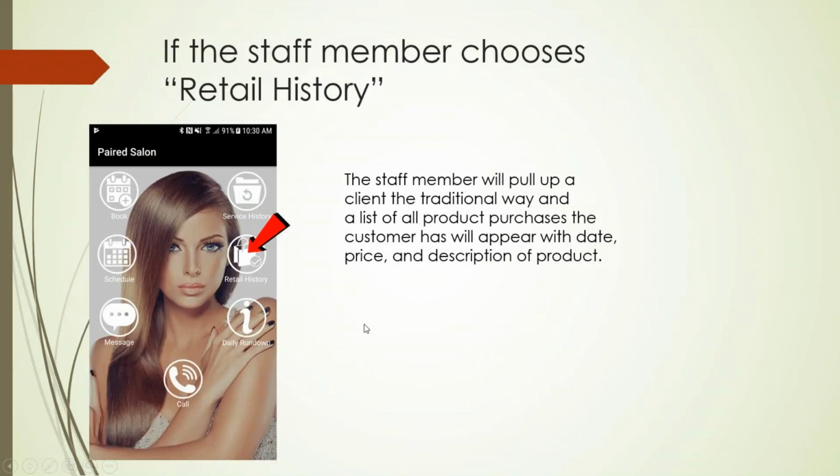If your staff member clicks on Retail History, the staff member will once again be able to pull up a client name. They will then see a list of all product purchases the customer has made, along with the date and the price and the description of the product. Now, this is different than the service history, where they only see the services that they provided. They will not just see the products that they sold. They will be able to see every product that the customer purchased.